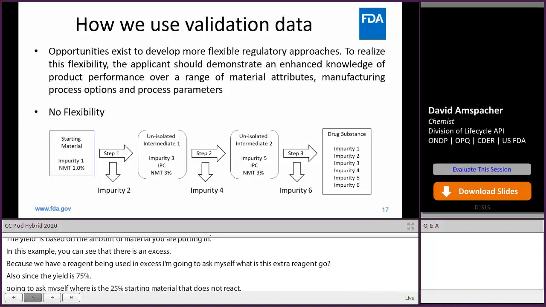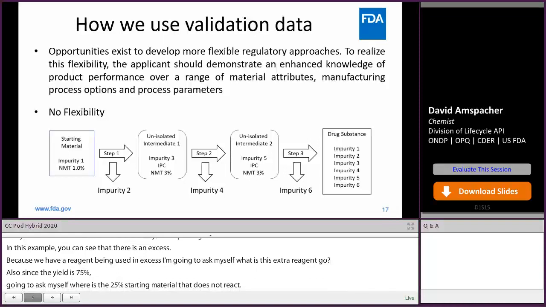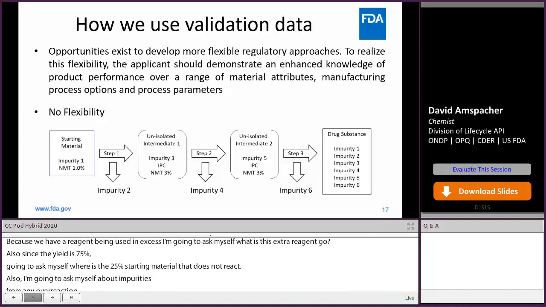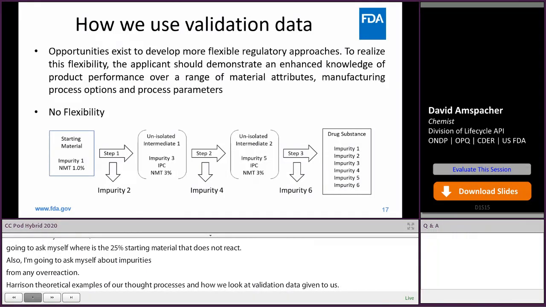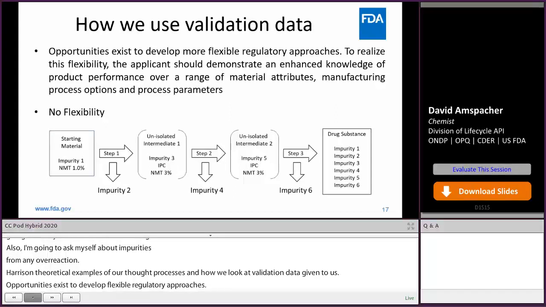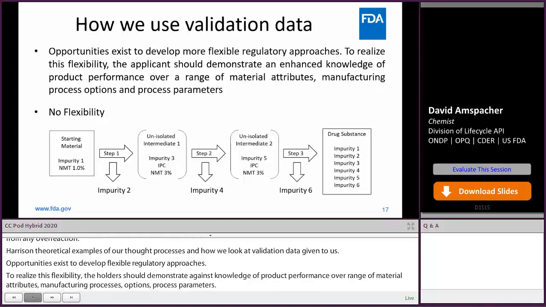Here are some theoretical examples of our thought processes and how we look at the validation data given to us. Opportunities exist to develop more flexible regulatory approaches. To realize this flexibility, the holder should demonstrate an enhanced knowledge of product performance over a range of material attributes, manufacturing processes, options, and process parameters. The first hypothetical example gives us very little flexibility because there's minimal control shown at each stage of the process.